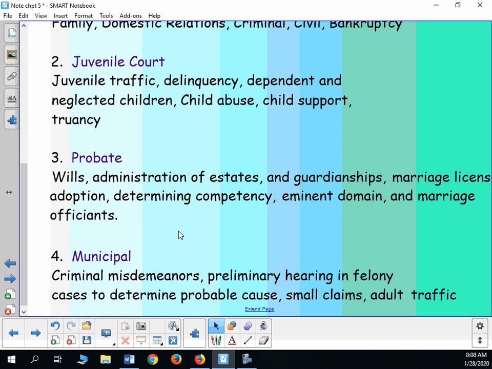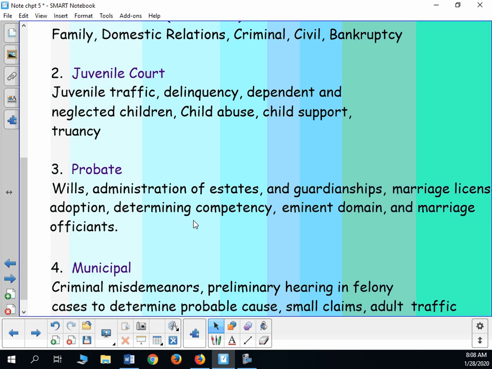Probate. Probate includes wills, administration of estates, guardianships, marriage license, adoption, determining competency, eminent domain, and marriage officiants. Okay, meaning you can get married there.